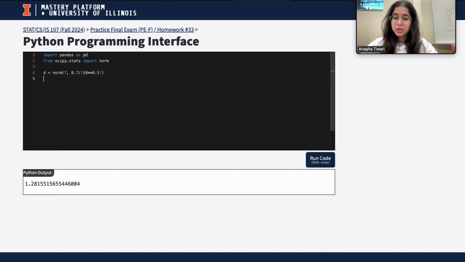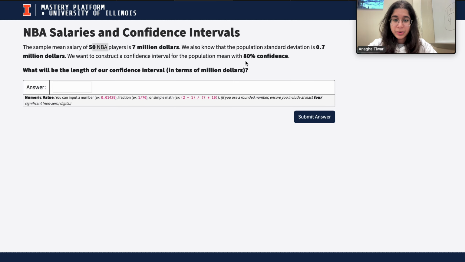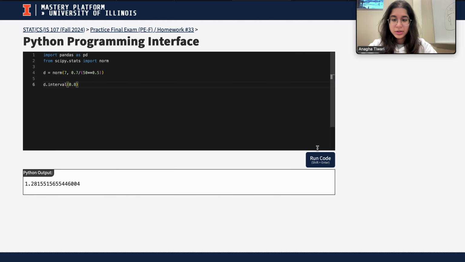So I have my distribution defined, and now I want to use d dot interval. That's the function I'm going to use to find my confidence interval in Python. The argument we put in is the confidence level. It's an 80% confidence level, so I'll put in 0.8. This is the final output: my upper bound is 7.12, and my lower bound is around 6.87. To find the distance, I can just subtract the upper bound minus the lower bound.